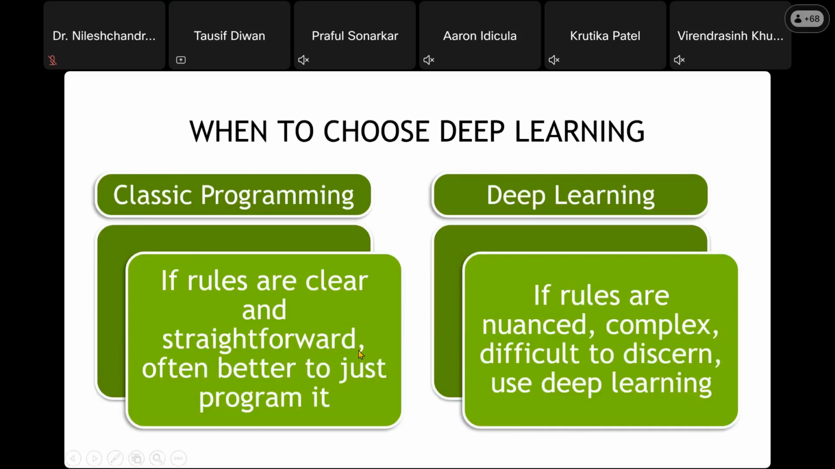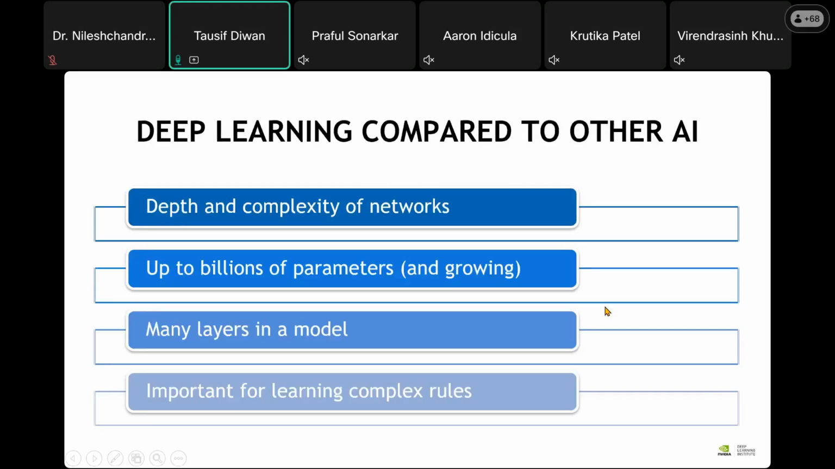This is what we have seen just before. If rules are clear, then we should go for classic programming, and if rules are complex and difficult to discern, then we should use deep learning. Deep learning means we should understand the actual meaning of deep in the word deep learning.